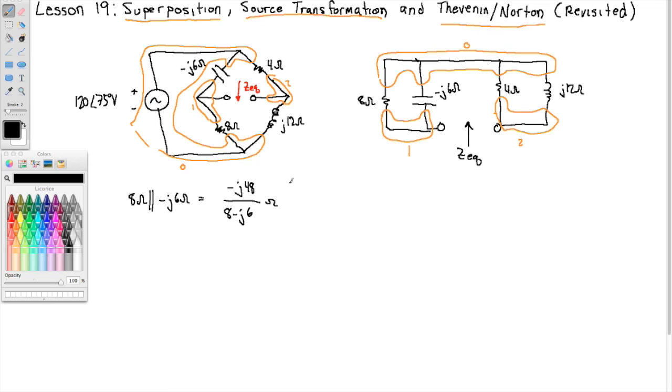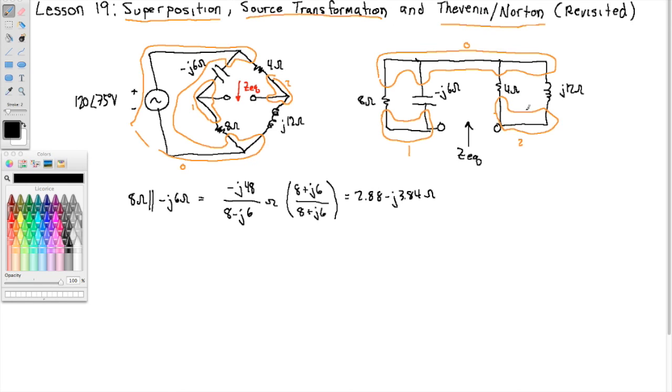If I want to simplify that, I can multiply by the complex conjugate of the denominator divided by the complex conjugate of the denominator. And that gives me 2.88 minus J3.84 ohms.